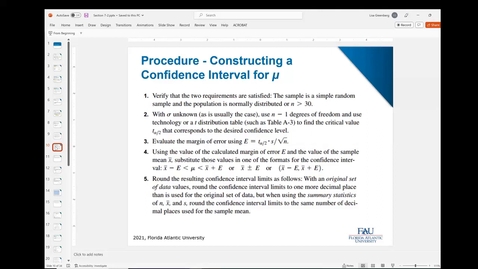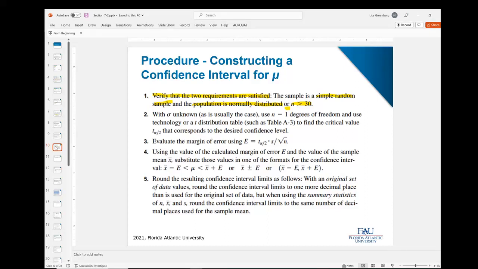Okay, so now this is a procedure that if you were doing it manually, you would have to go through. I'm going to tell you the parts that you have to go through for what we are doing, and we're going to use technology for some of it. So of course, we have to verify the two requirements are satisfied: that it's a simple random sample, and the population is normally distributed, or n is greater than 30. It has to be a simple random sample, and then it could be either normally distributed or n could be greater than 30, or it could be both of those.